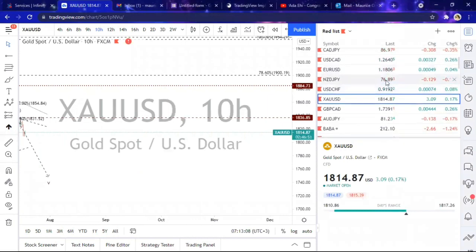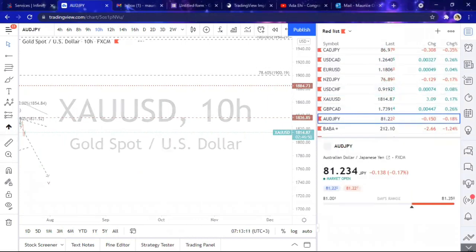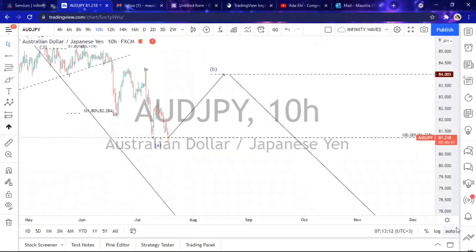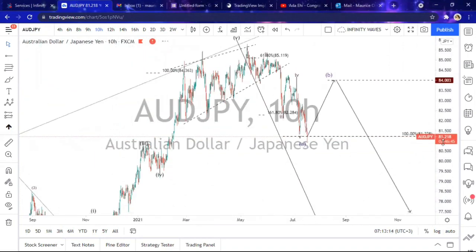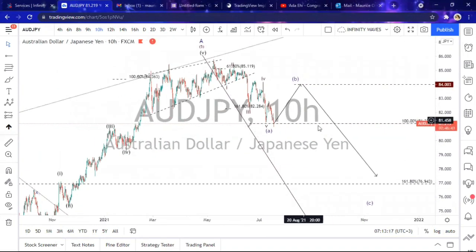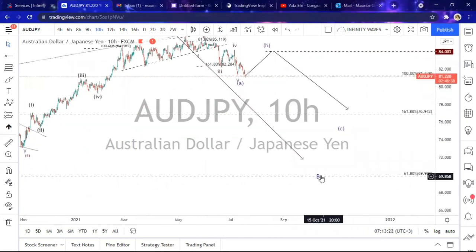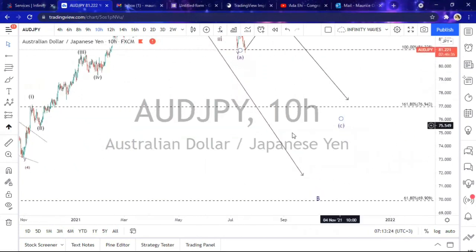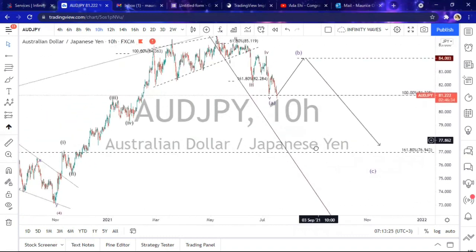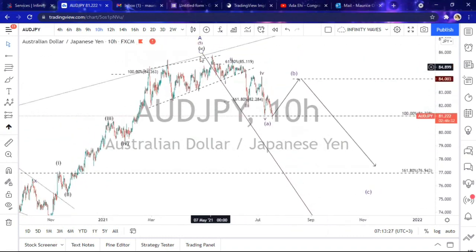Our next setup, Australian dollar, Japanese yen. For this pair, we are also in a corrective structure, going to wave B. Wave B is supposed to be down here. So this move has already completed the 5 moves up. That's for wave A, which has 5 waves up, and now we are correcting all the way to wave B.